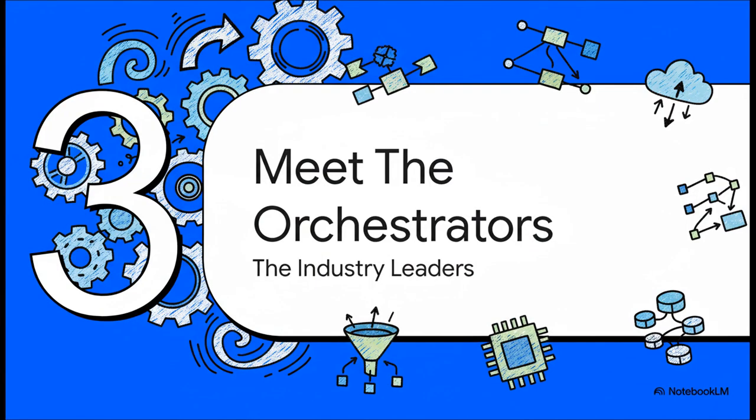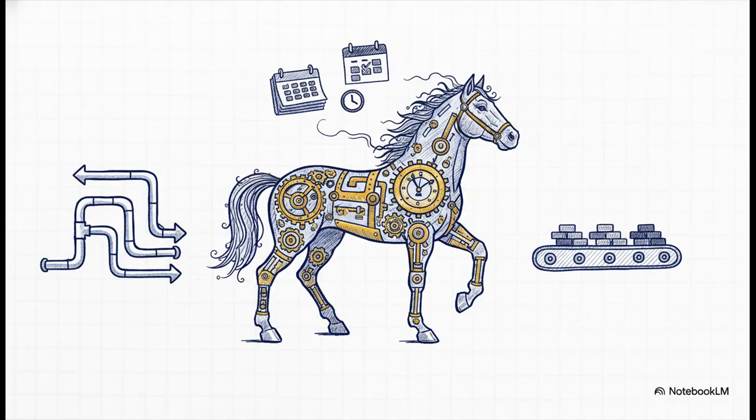Okay, so now we get why we need orchestration. Let's meet the big three, the industry-leading open source tools that actually make this happen. Each one has its own personality and is built for slightly different kinds of jobs. First up, we've got the OG, Apache Airflow. It came out of Airbnb and has been the veteran in this space for a long time.